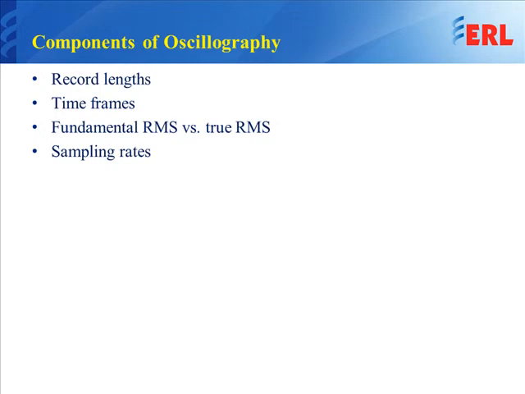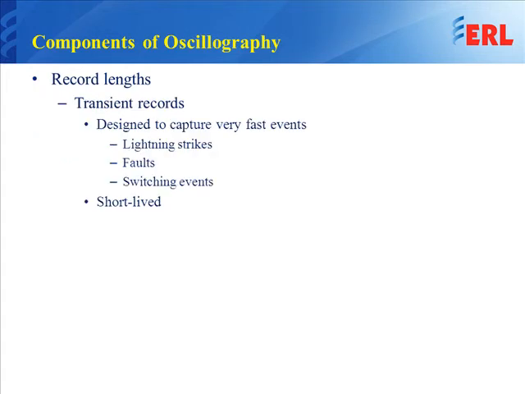When we talk about the components of oscillography, we usually talk about the record lengths, the time frames, and the fundamental RMS versus the true RMS waveforms. And also we talked about the sampling rates that relays and microprocessor DFRs offer. Record lengths are classified as transient records and swing records.